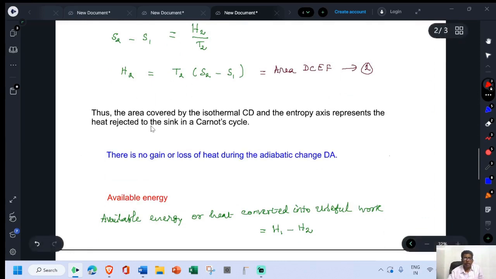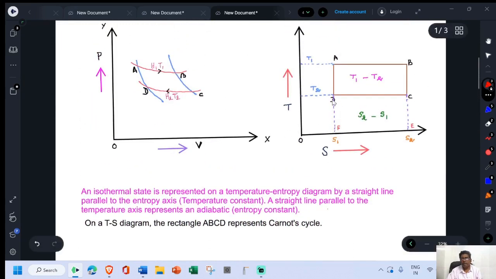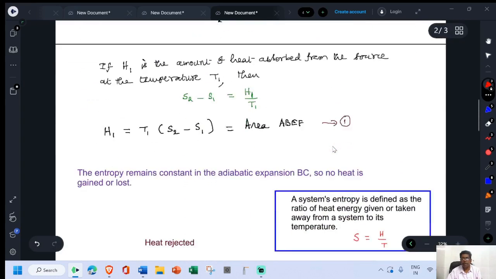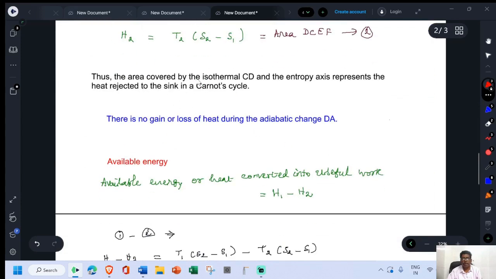Thus, the area covered by isothermal CD and the entropy axis represents the heat rejected to the sink in a Carnot cycle. See here, the area covered by the line CD and the entropy axis. This is the amount of heat rejected to the sink.